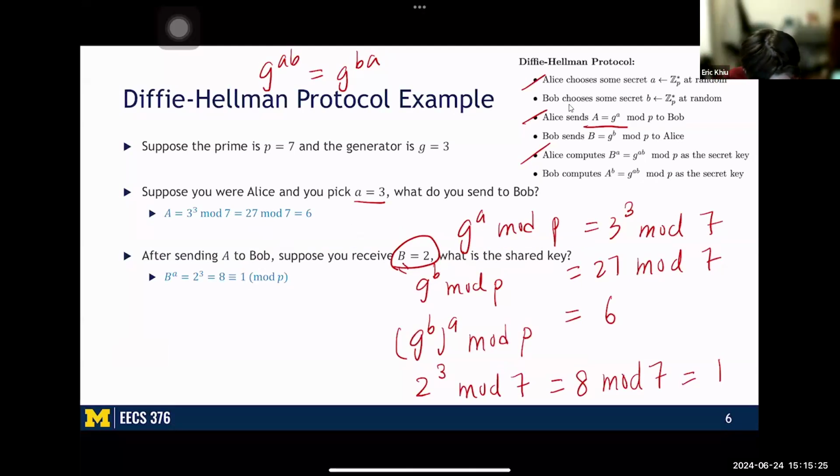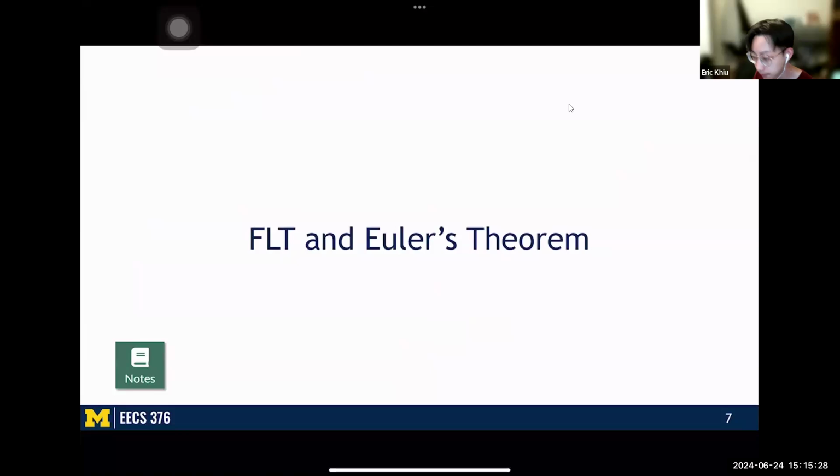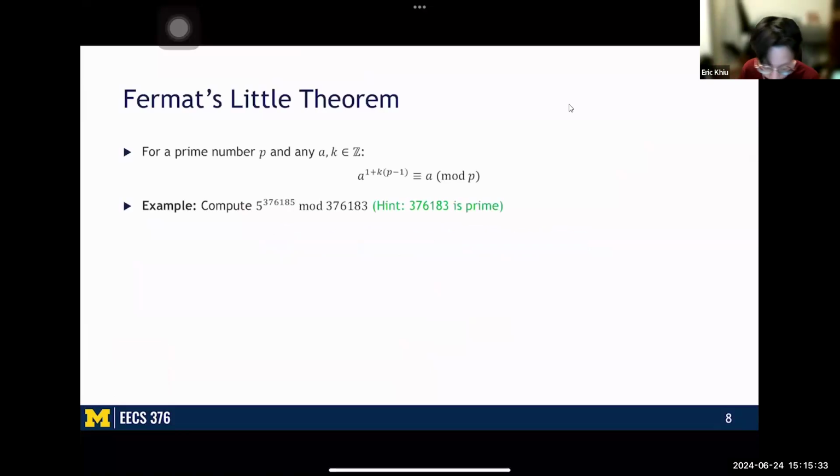Okay, then let's move on to the next one, which is FLT and Euler's theorem, and this will prepare you for RSA. Okay, so FLT is about computing an exponent of a really huge number. Let's say we want to raise A to the n. Last week, I think Donna went over how you can do that with repeated squaring, which is first you represent n in binary, and then you keep repeated squaring and keep simplifying along the way so that the number won't get too big.